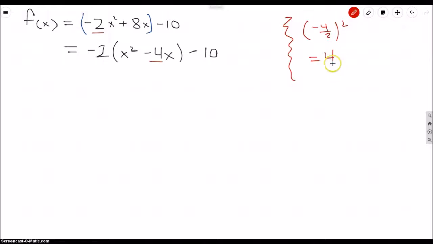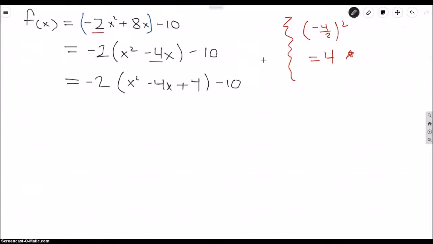So we need to take this value, this is an important value. We're going to take this and add it inside of our parentheses, and it's going to create a perfect square trinomial for us. So let's go ahead and do that. Now, nothing else is going to change just yet. We still have -2 out front, x squared minus 4x. We're adding our 4. But here's the problem.